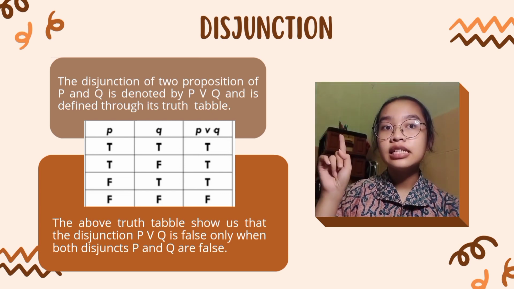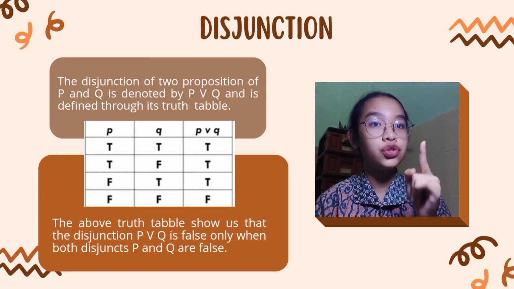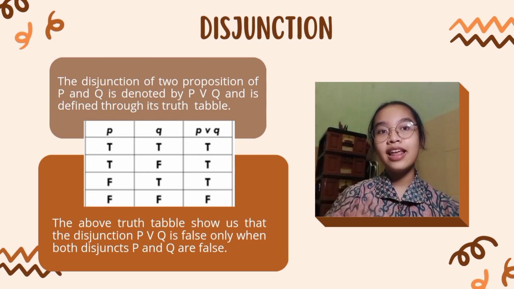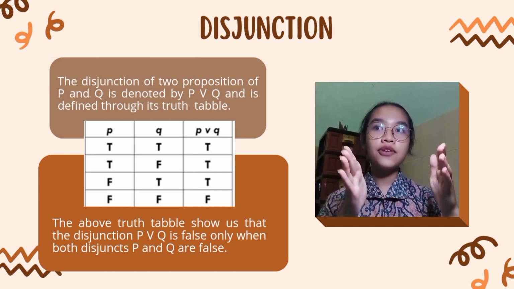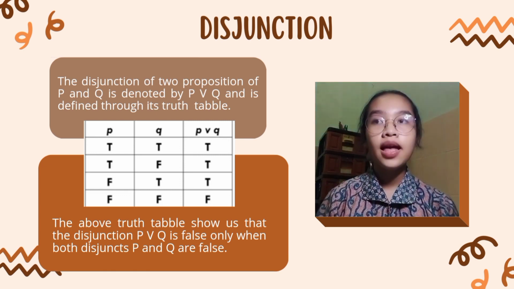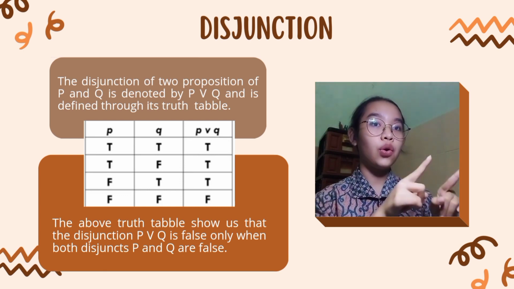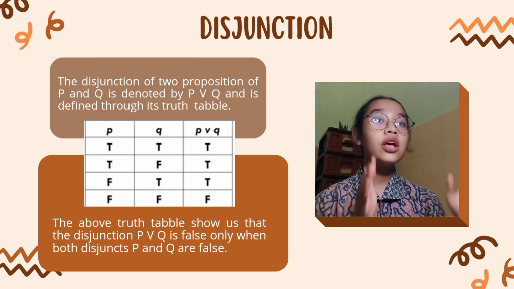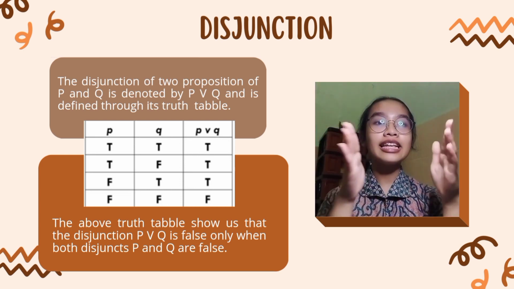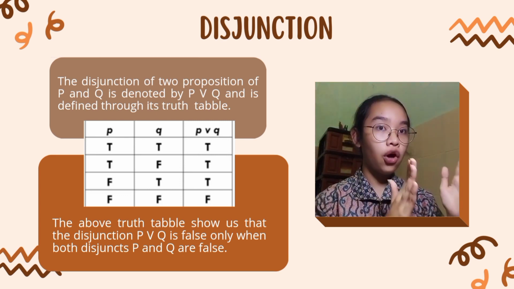If P as a hypothesis is true and Q as a conclusion is true, then P disjunct Q is true. And if P is true and Q is false, P disjunct Q is true. And if P is false and Q is true, P disjunct Q is true. But if P is false and Q is false, P disjunct Q is false.